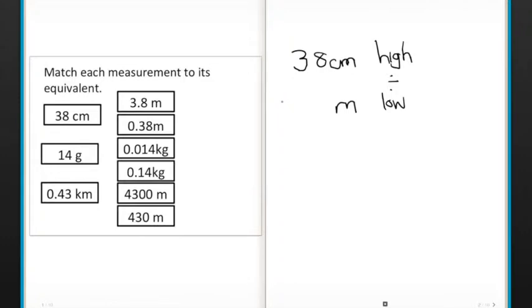So if I write my 38 down here, the decimal point was at the end, and we're going to move it 2 places to the left because we're going low. And to make something lower, left is lower. 1, 2, and there's my decimal point. 0.38 metres. So this one is the correct one. Let's look at the next one.